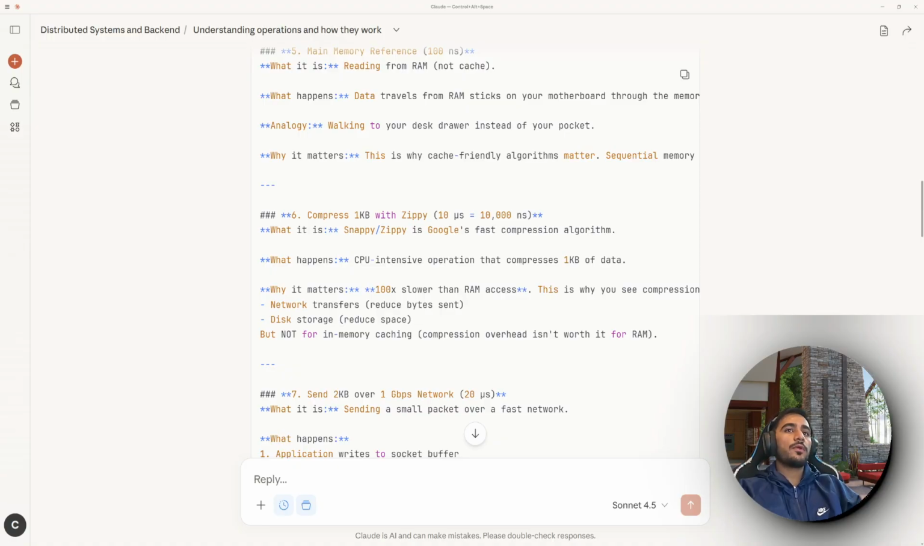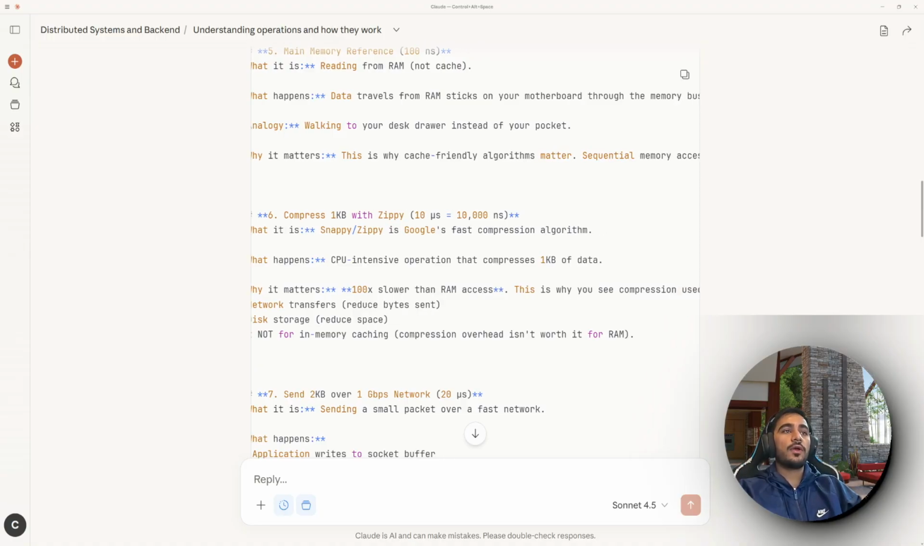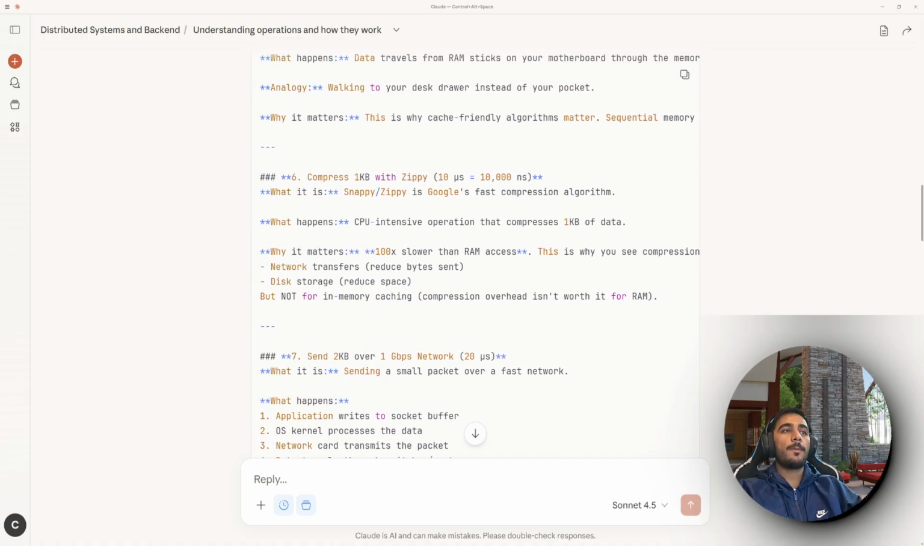CPU intensive operation that compresses 1 KB of data. Why it matters? All right. So 100 times slower than RAM access. This is why you see compression used for network transfers. So yeah, that's what I was telling.